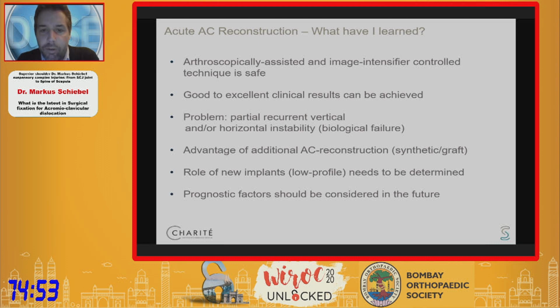We call this a biological failure if your implants are still in place after 3 months. We are convinced that additional AC reconstruction is beneficial. The role of the new implants, low-profile tight ropes, still needs to be determined in prospective trials. However, the prognostic factors should be considered for the future.